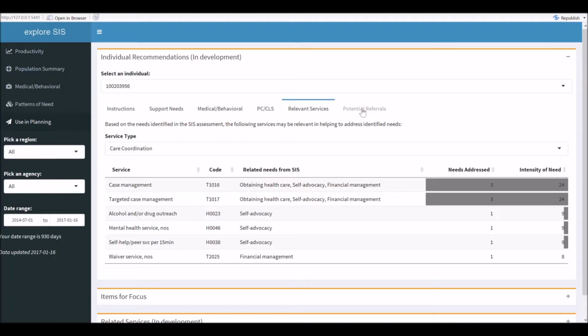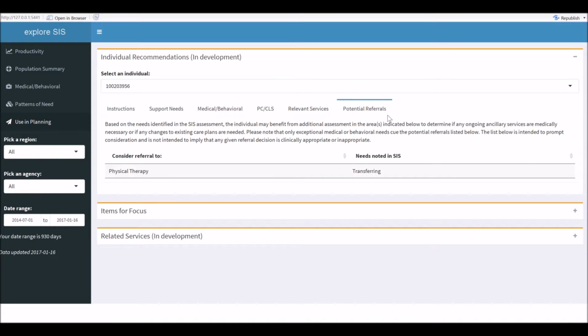And then the last thing that we included on here was a note regarding potential referrals. So it's possible that, based on the needs identified, you might want to have a referral for a more in-depth assessment based on some of the needs that were identified in the CIS. So in this case, that transferring need that comes from the medical and behavioral section prompts the individual to consider a referral to physical therapy for an assessment.